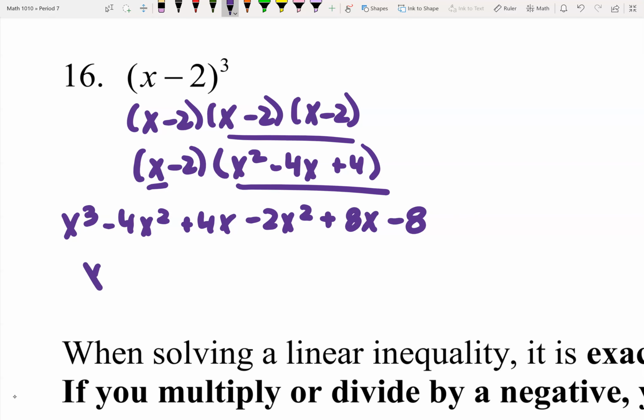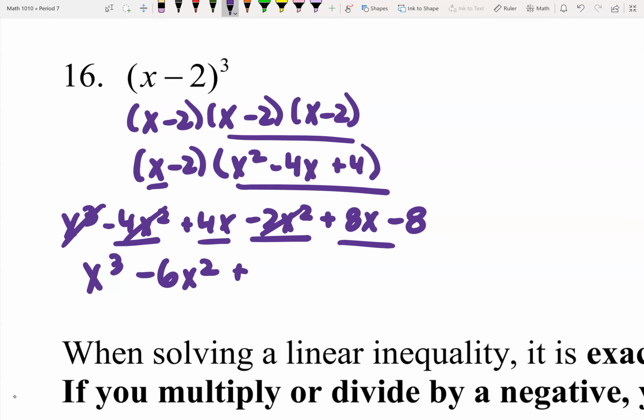Now let's clean it up. So you have an x to the third, a negative 4x to the second and a negative 2x to the second is a negative 6x to the second. A plus 4 and a plus 8 is a plus 12x. And then you have your minus 8, and you're done. Easy. Who says I got it? I am so good with this.